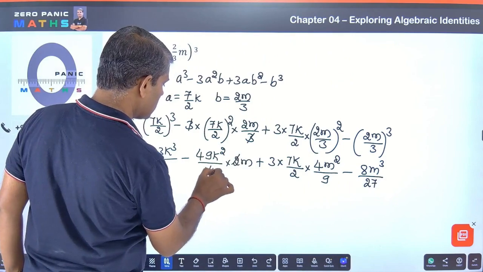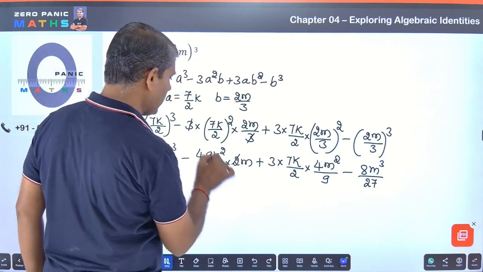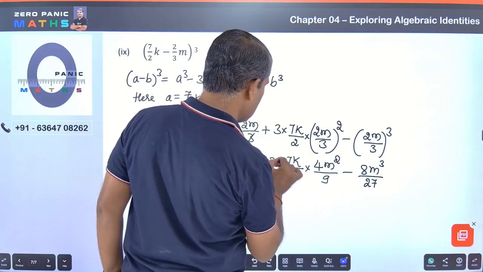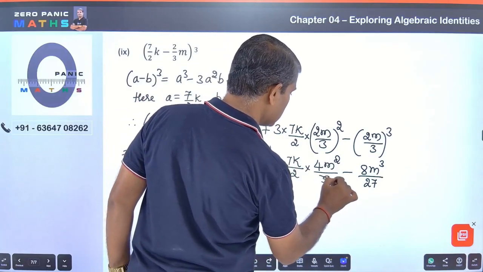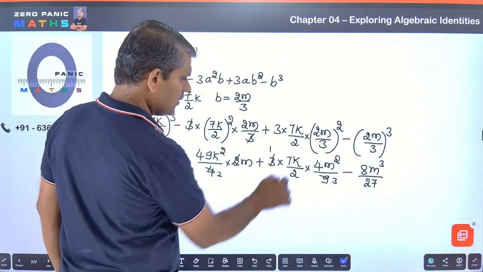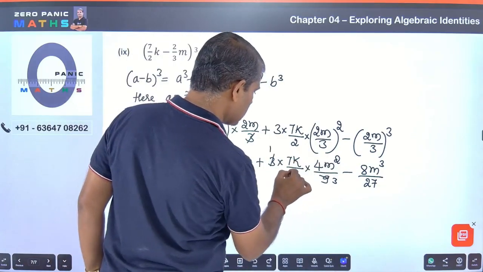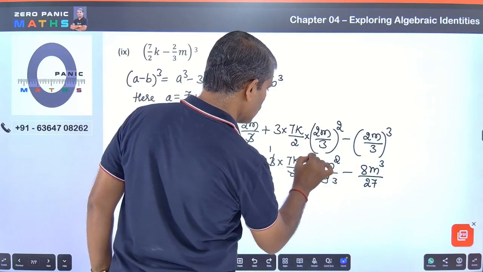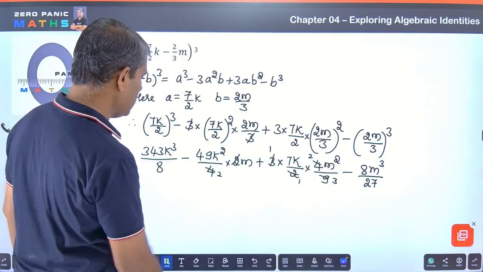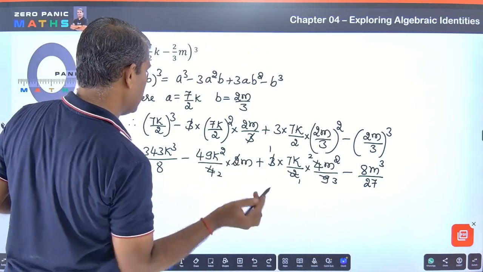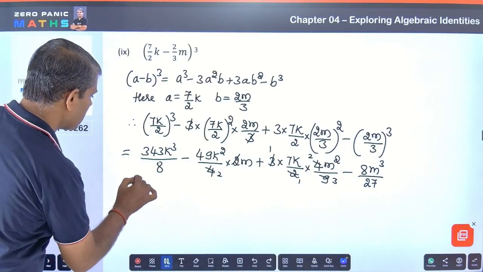1 2 ones are 2 twos are, 49 divided by 2 remains, and 3 ones are, and 3 threes are. Okay. Is there anything that cancels? Yes, there is a 2 here, 2 twos are, you can do that. Anything else? Okay. Nothing.